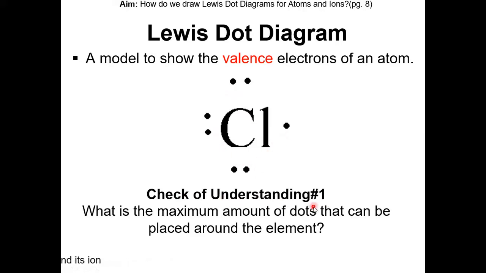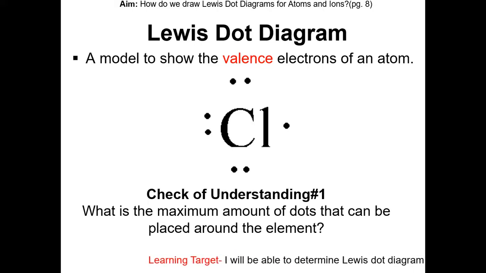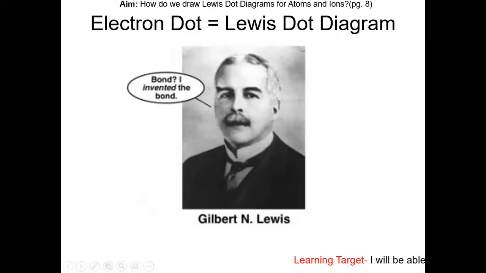Check of understanding number 1. What is the maximum amount of dots that can be placed around an element? If you look at the periodic table in your reference table, under noble gases, notice that in each of the electron configurations of the noble gases, the last number is 8. If you recall from previous lessons, atoms bond to have the same configuration as the noble gases. Therefore, the maximum of dots that can be placed around an element is 8. Here is Gilbert Lewis. He was the one who created the Lewis dot diagram.